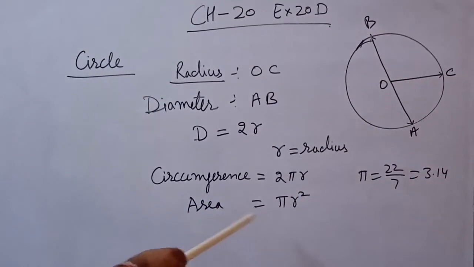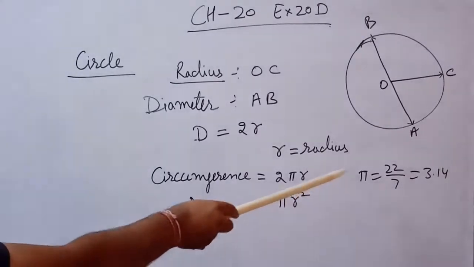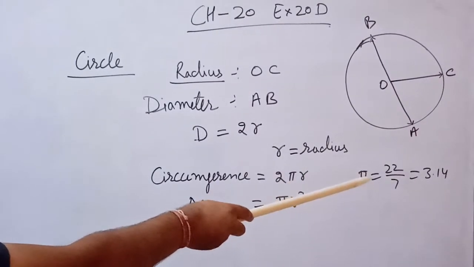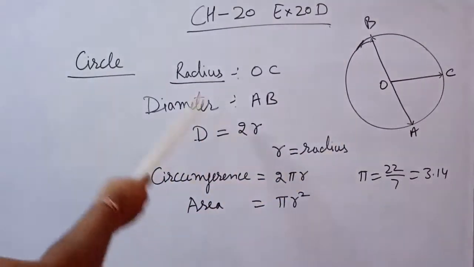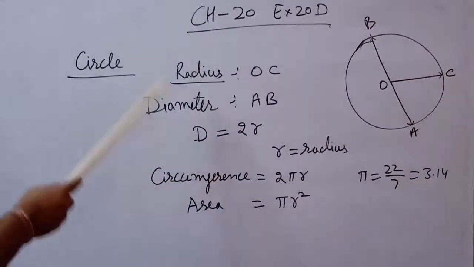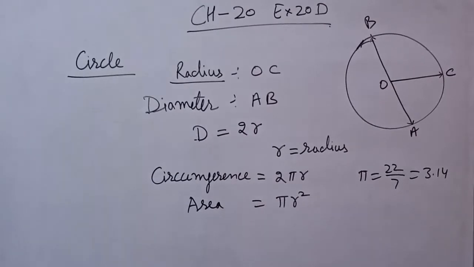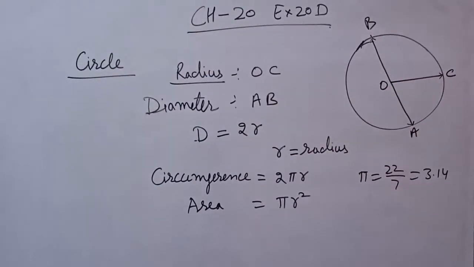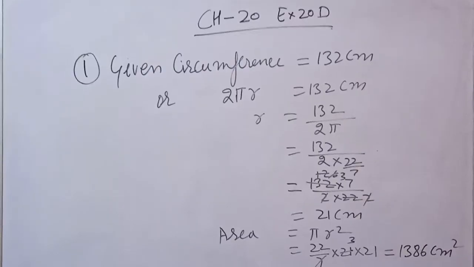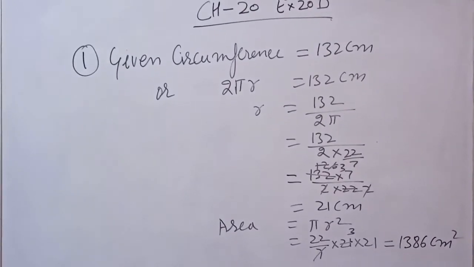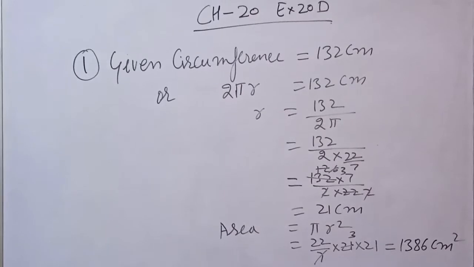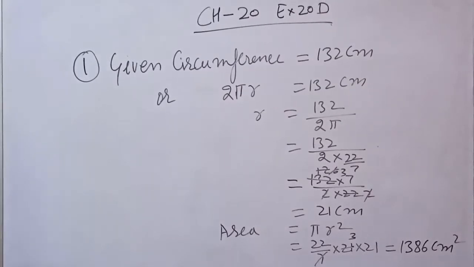Area of the circle will be equal to pi r square. Here pi we can take as 22/7 or 3.14 as required in the question, and r is the radius of the circle. So with the help of this information, we will try to do the sums of exercise 20D. Children, I am taking question number 1, exercise 20D. Find the radius and the area of the circle whose circumference is 132 centimeter.